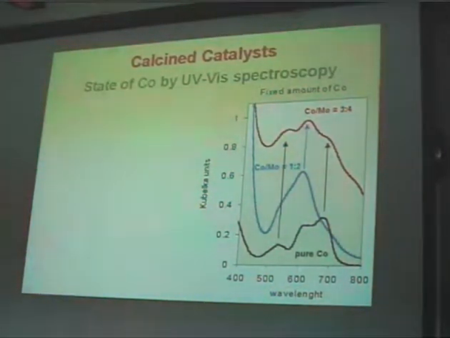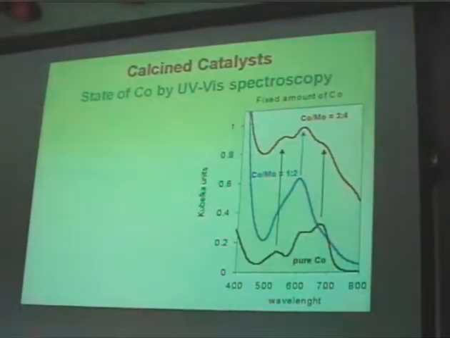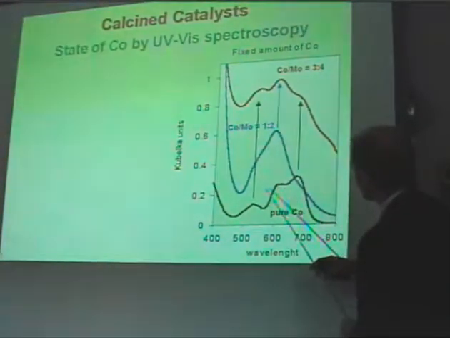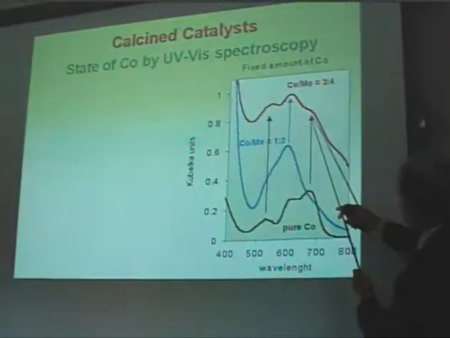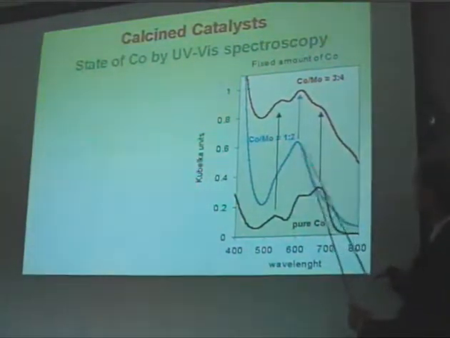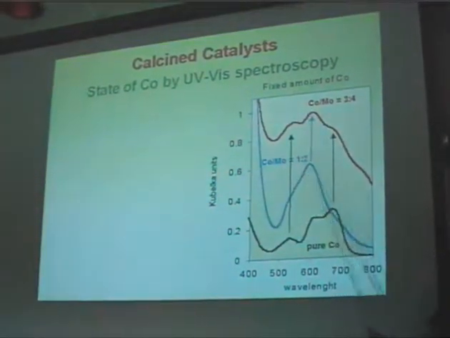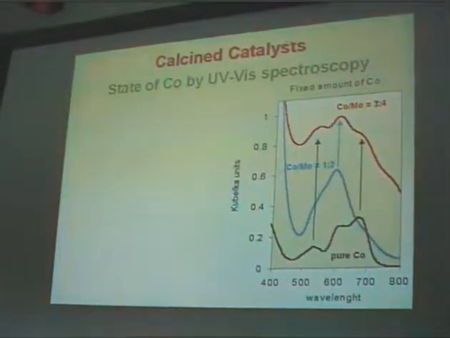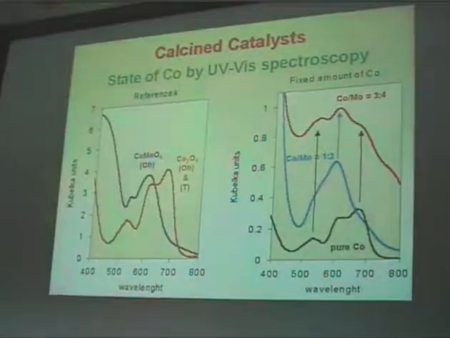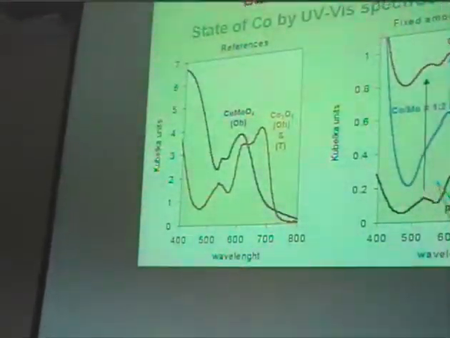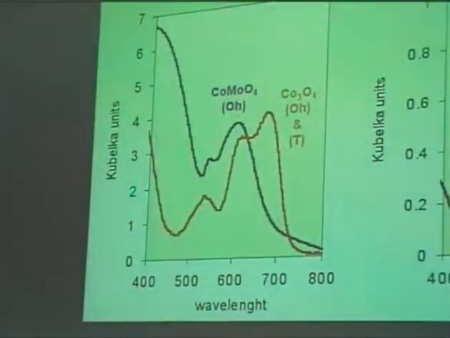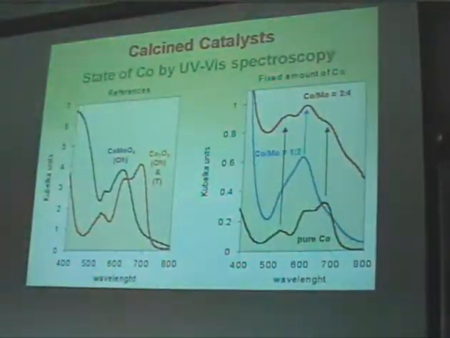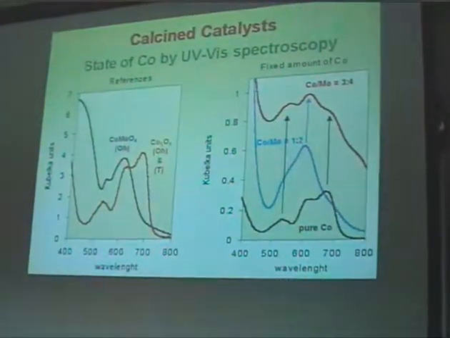Anything that is above 1 to 2 in cobalt to moly is unselective. And you can see that that one has bands that correspond to both those that appear in pure cobalt, but also this one that only appears in cobalt on the low cobalt to moly ratio. If we compare that with the references, we can see that this one looks exactly the same as the cobalt 304, indicating that in the pure cobalt on silica you have cobalt 304 oxide.